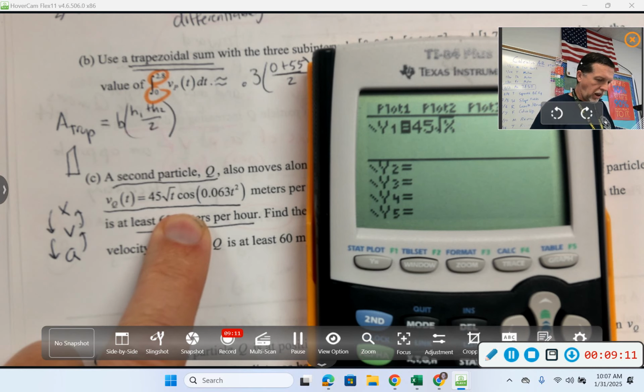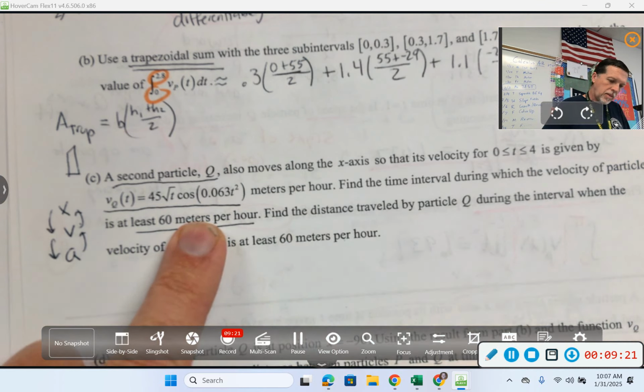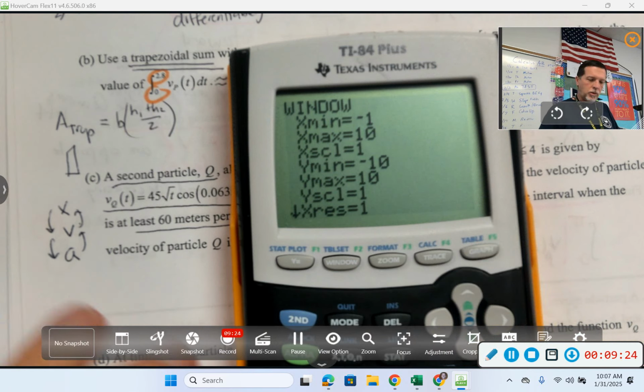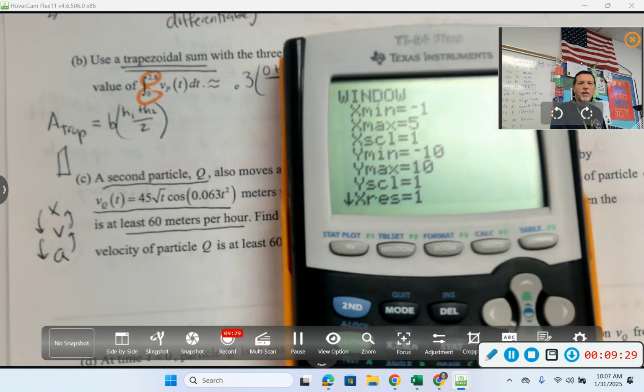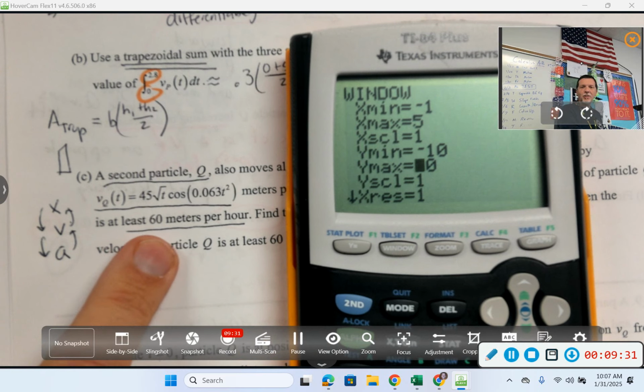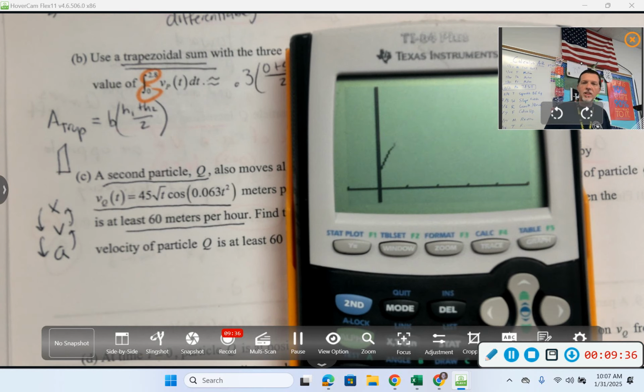45 square root x cosine 0.063 x squared. It said 0 to 4 for my x window, so I'm going to go negative 1 to 5. My y window, I know I've got to get past 60 because I want to know when that thing is greater than 60, so I'll go 80, I guess, and see if that looks good enough.